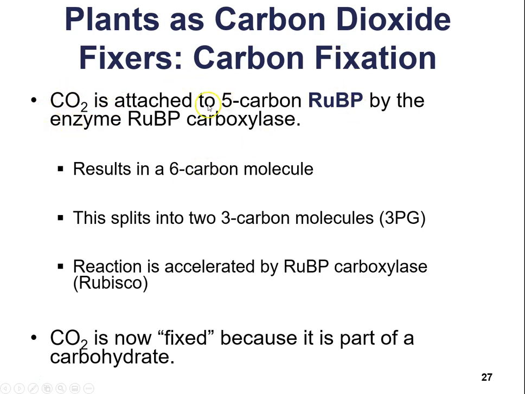So carbon dioxide is attached to a 5-carbon RuBP. There's a specific enzyme that will attach the carbon from the carbon dioxide to RuBP, and you end up with a 6-carbon molecule. That 6-carbon molecule then splits into two 3-carbon molecules, and these 3-carbon molecules are called 3PG. This is the reaction, and the enzyme that catalyzes it. Now the carbon dioxide is fixed because it's part of the carbohydrate. That's the first part of it.